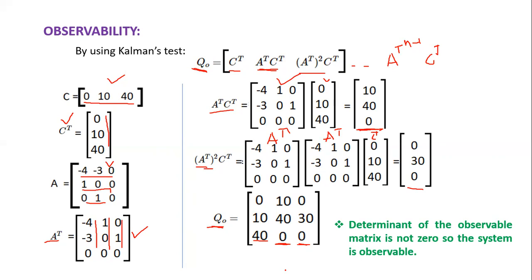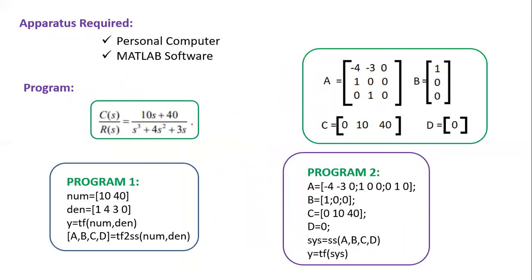Once the theoretical calculations are over, then you need to check the coding part, how you are writing the code, and then we will see the simulation. So first we will see the coding part. Coming to the first case, the apparatus required is a personal computer and MATLAB software. Coming to the programming part, the transfer function is there. This transfer function we need to convert into the state space.